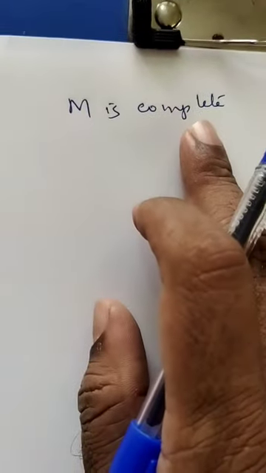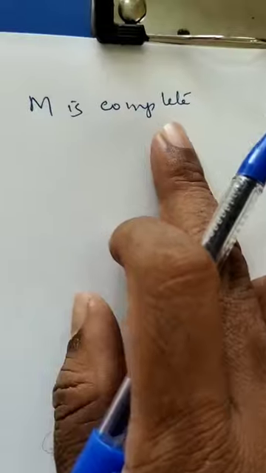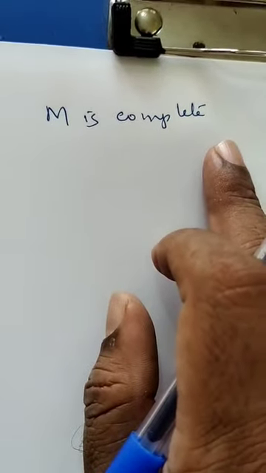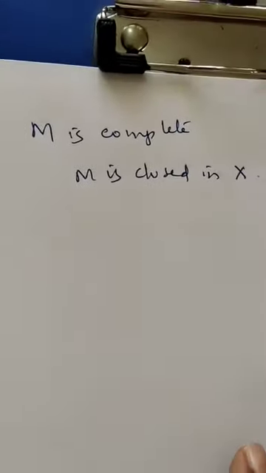But from real analysis, you know that every complete subspace of a normed linear space X is closed. Therefore, M is closed in X.